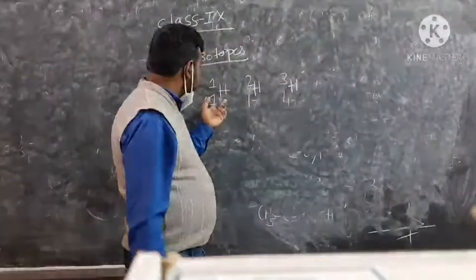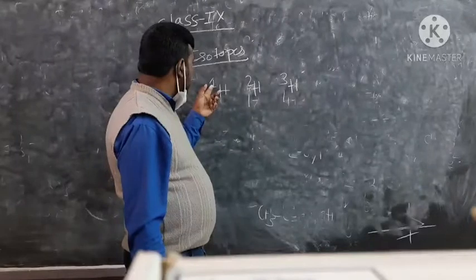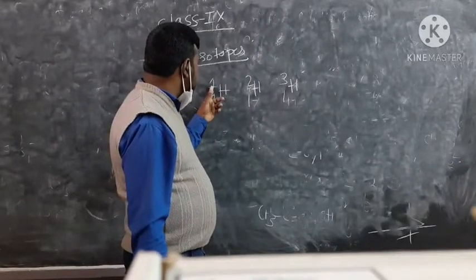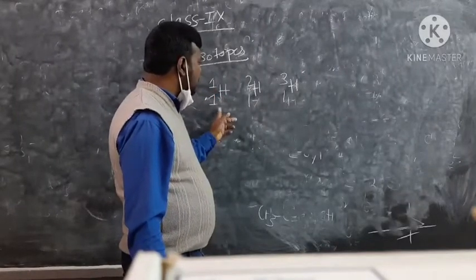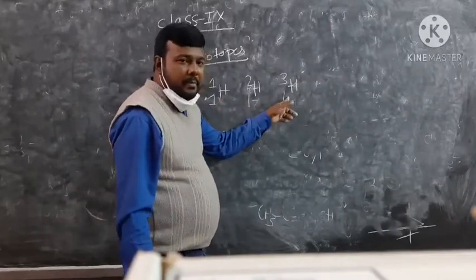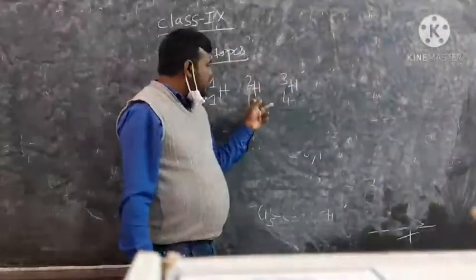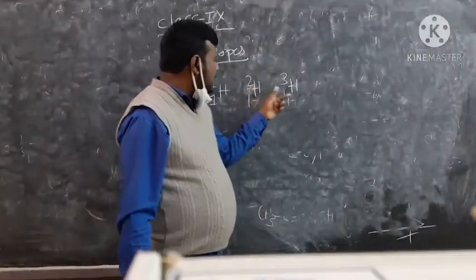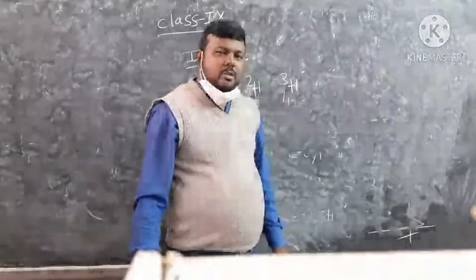How many protons are there? 1 proton, and the mass number is 1, which means there is no neutron. 1 minus 1 will be 0. The difference arises with the different neutron number. 1H2 is known as deuterium. Deuterium contains 1 neutron, and tritium contains 2 neutrons.